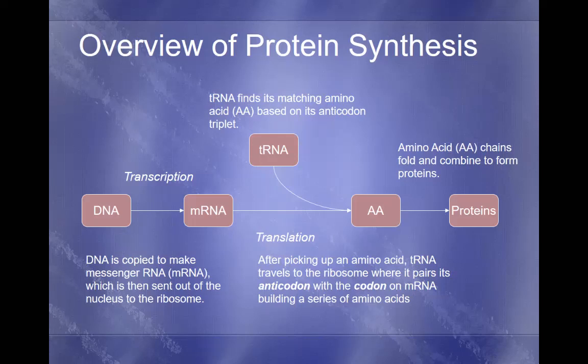It does this for a long chain until it reaches a stop codon, which does not produce an amino acid and terminates the sequence. We have now produced a polypeptide chain, which is a whole bunch of amino acids strung together with peptide bonds, which will then fold to create our protein.